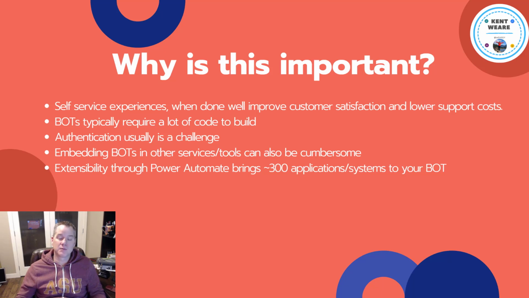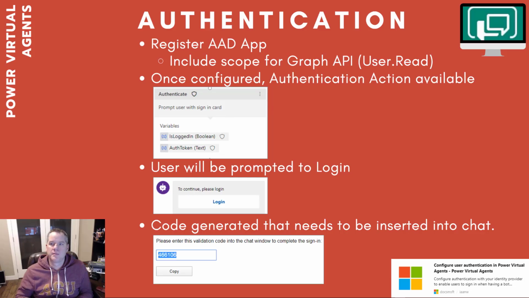And the last thing that I really want to emphasize is that with Power Virtual Agents being part of the Power Platform, we've got this great extensibility story with Power Automate. By having this extensibility with Power Automate, it actually brings around 300 different applications and services to our bot. Now we can orchestrate different conversations with these other systems by using Power Automate and kick that off from a Power Virtual Agent. So let's talk a little bit about authentication before we go too far.